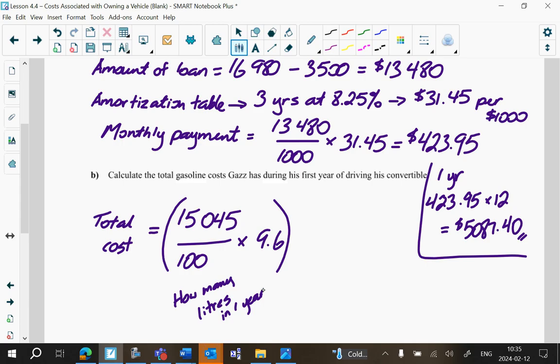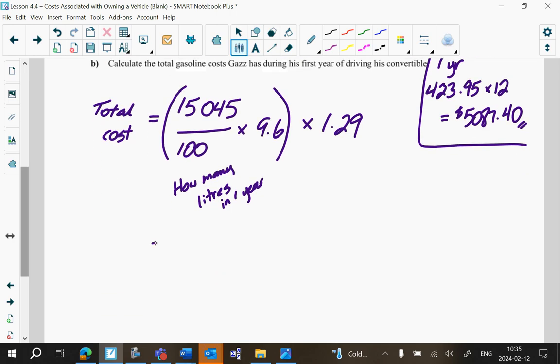And then, of course, it's $1.29? Multiply that by $1.29 to get the total cost. So that's going to give us $1,863.17. So gas is a big price of running a vehicle. It's a big cost.